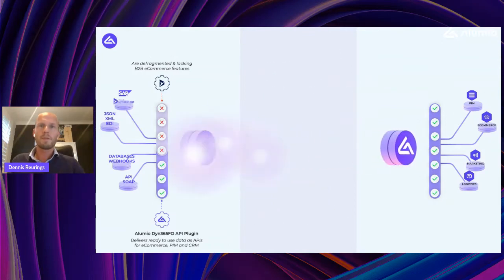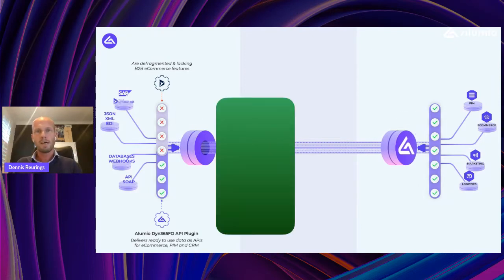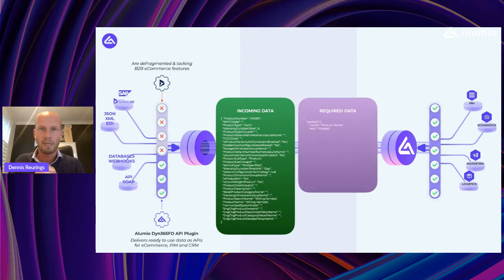In Alumio, you start with creating connections to both the left side, called incoming, and the right side, called outgoing connection. The data route is the glue. It connects the incoming and outgoing, which will be your integration of a specific data or business flow. After creating a connection, the data of the connected system is available in Alumio. Alumio takes care of the authentication and provides a stable connection, including logging and monitoring.